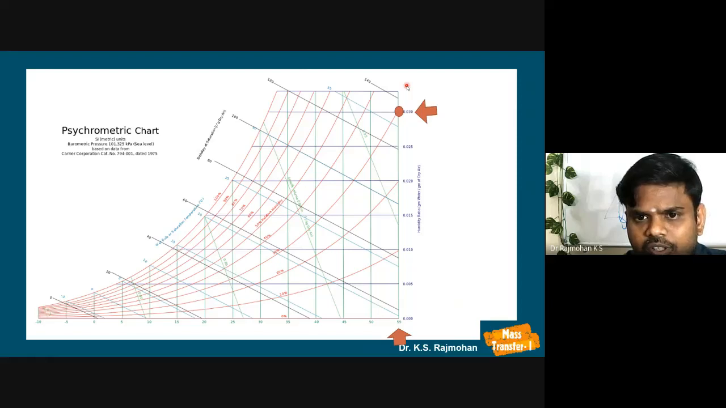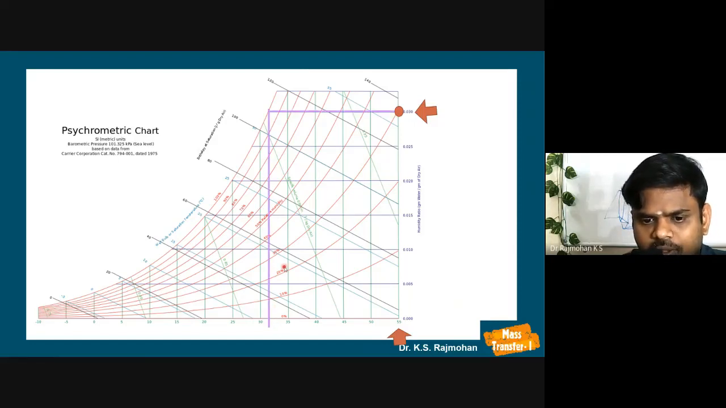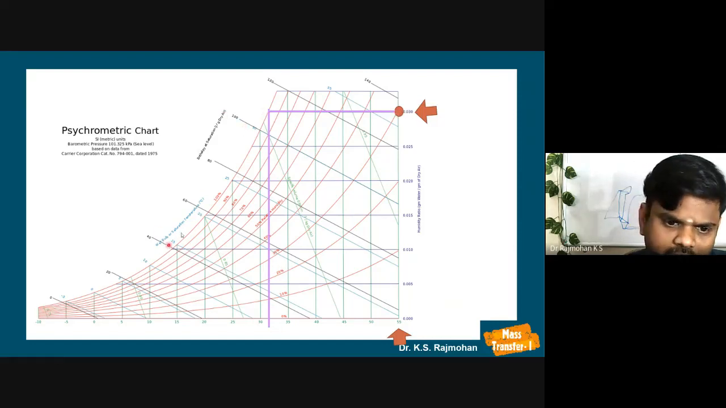What is the easiest one to get? The easiest one to get is dew point temperature. How to get dew point temperature? We take a line parallel to the x-axis up to 100%, and the corresponding x-axis value will give us the dew point temperature. The dew point temperature can be found by drawing a line parallel to the x-axis up to the 100% saturation line. Remember, these are the relative humidity lines: 0, 10, 20, 30, 40, 50, 60, 70, 80, 90, 100. So up to 100, this is the 100% relative humidity line.